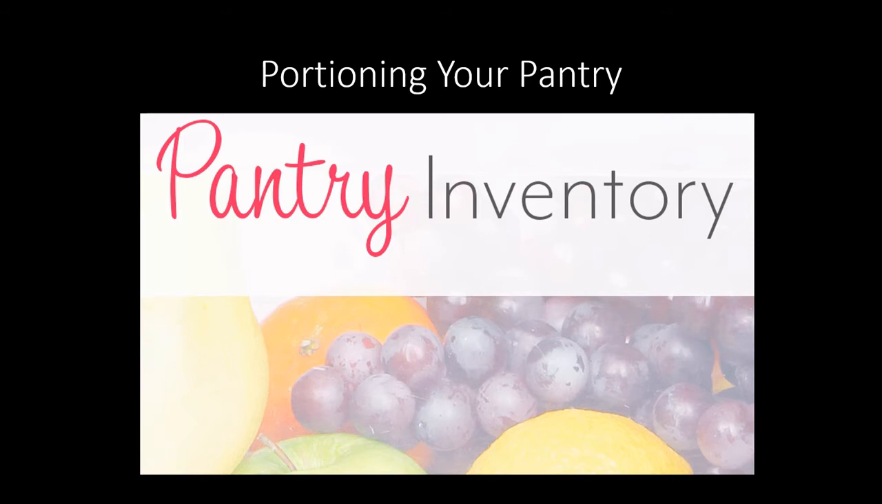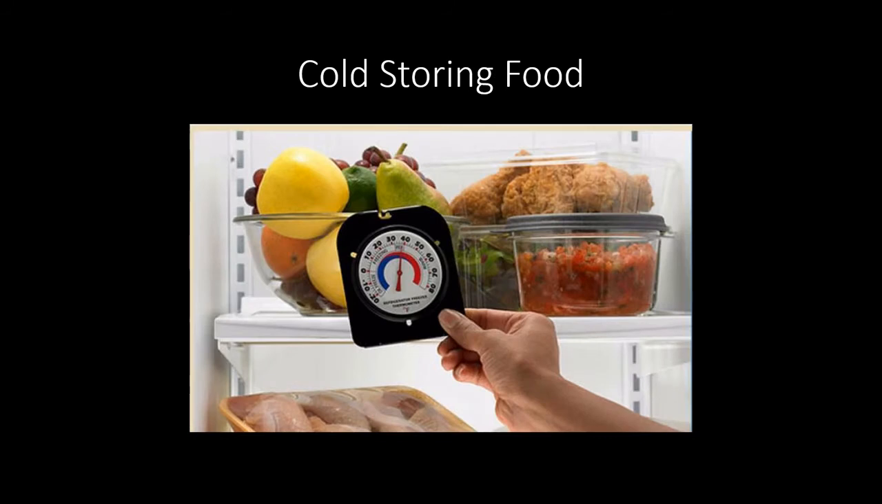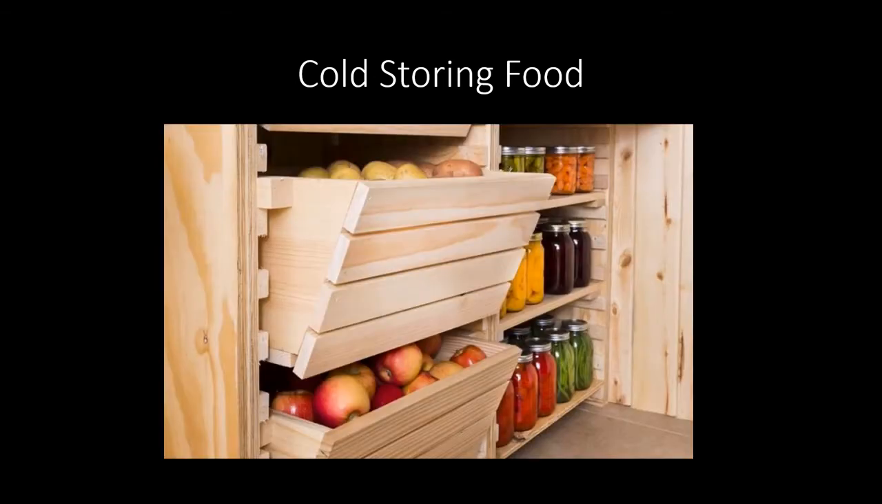Without electricity, you will not have a refrigerator to keep food from spoiling. 40 degrees Fahrenheit or colder is the general rule for cold storing food. If it's winter and it's 40 degrees or less, you can keep your food outside. Just make sure that animals can't get to it. If you have a cellar, it may be cool enough to keep food fresh in the summertime, but double check the temperature to be sure.